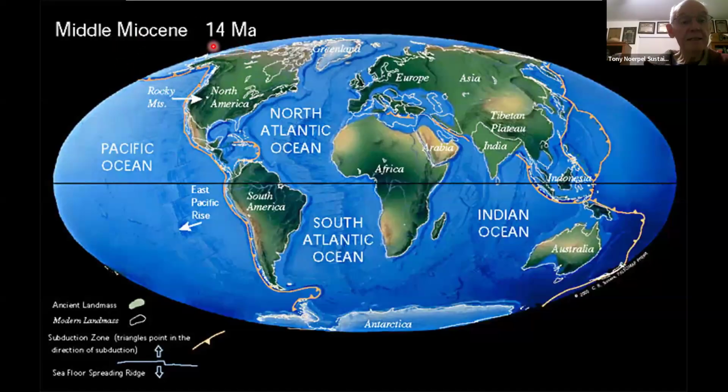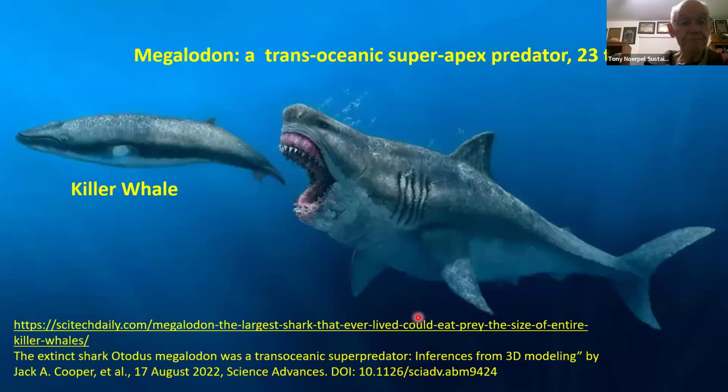By the middle Miocene, 14 million years ago, South America has separated from Antarctica. So is Australia. We no longer have a current that flows in the equator, but we do have a circumpolar current around Antarctica, and that keeps Antarctica cold and allowed it to freeze.